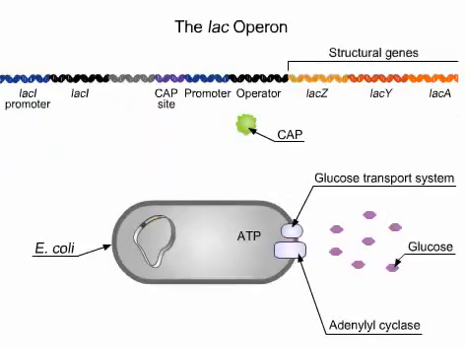When glucose is present in the environment and transported into the cell, the function of adenylyl cyclase is inhibited. The result is that ATP is no longer converted into cyclic AMP, and the cyclic AMP pool drops. Without cyclic AMP, CAP cannot bind to the CAP site and attract RNA polymerase to the Lac promoter. Thus, in the presence of glucose, the Lac Operon is not transcribed efficiently.